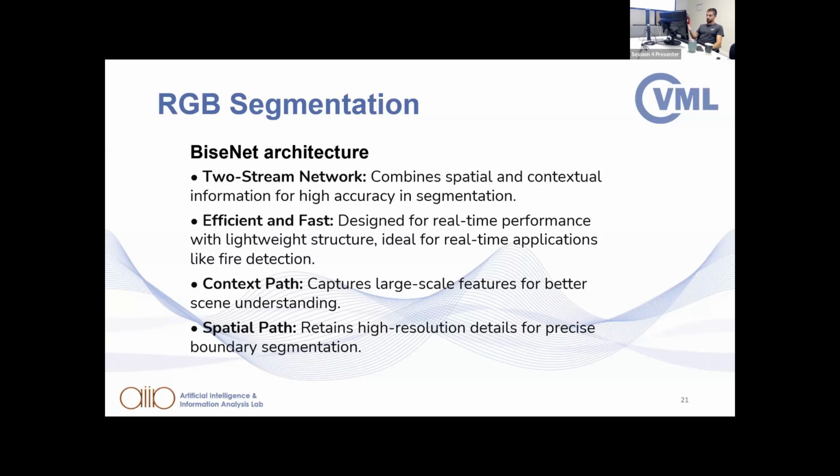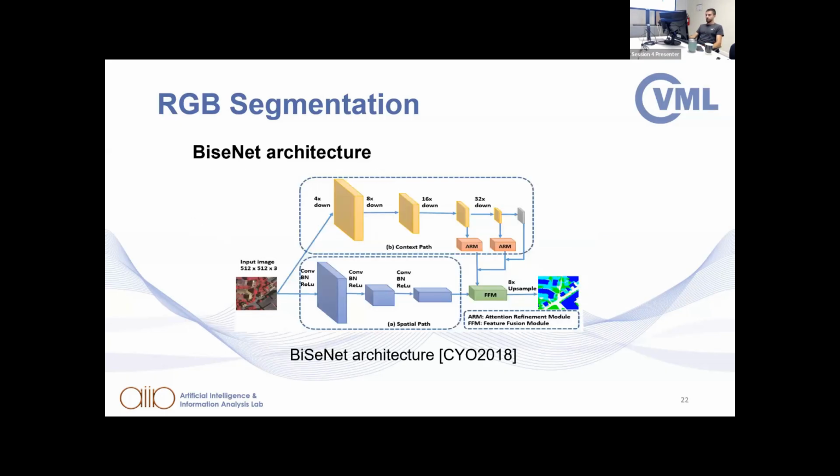One advantage of this particular model is that the two paths can be parallelized. So this could be used in real-time applications. This is the architecture of the BiSeNet.